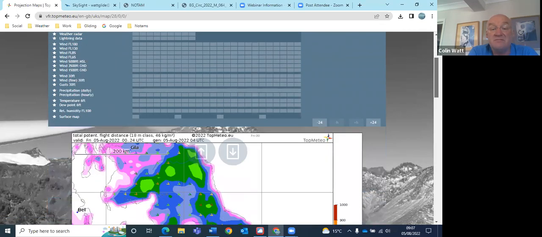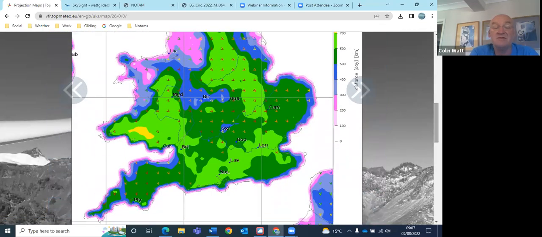Lots of greens, dark and light greens on the map. So 600-700K plus forecast for today. If it gets going by 11 o'clock, should be a big day. That northwesterly breeze as well showing up there. So anywhere really out to the northwest and into the northeast into East Anglia.